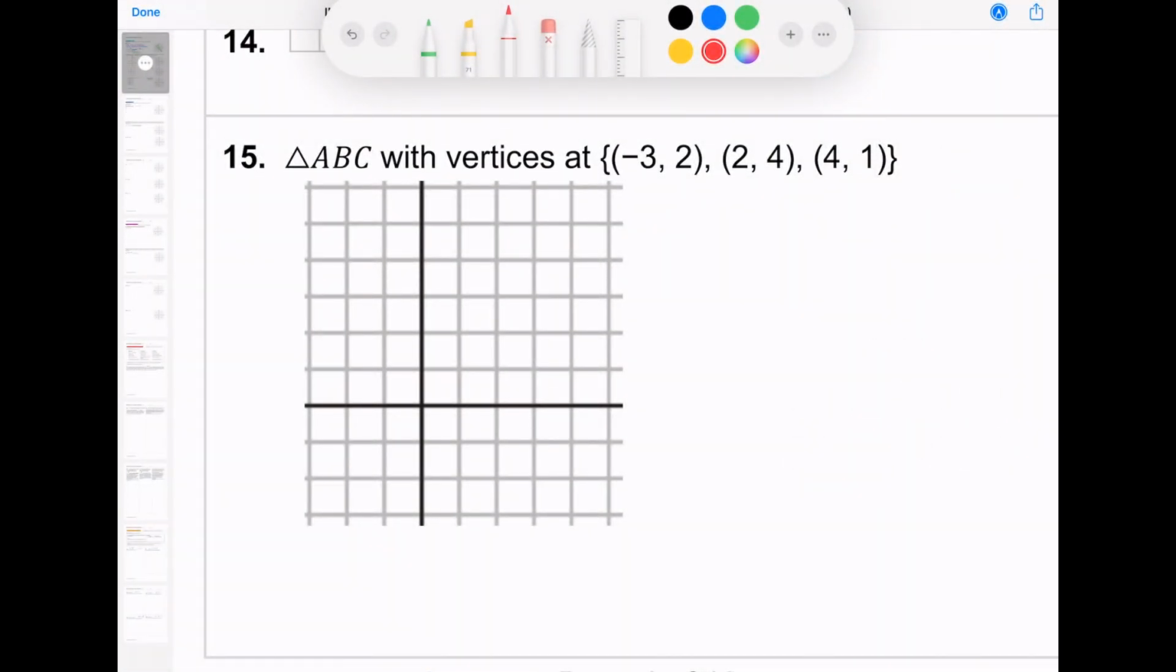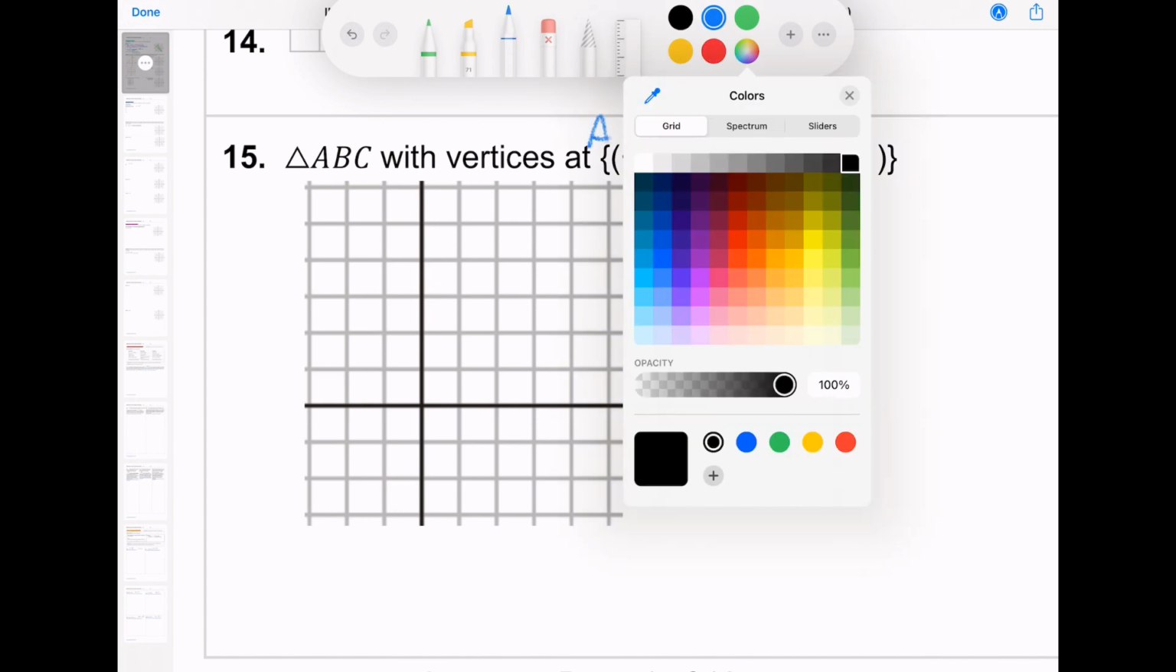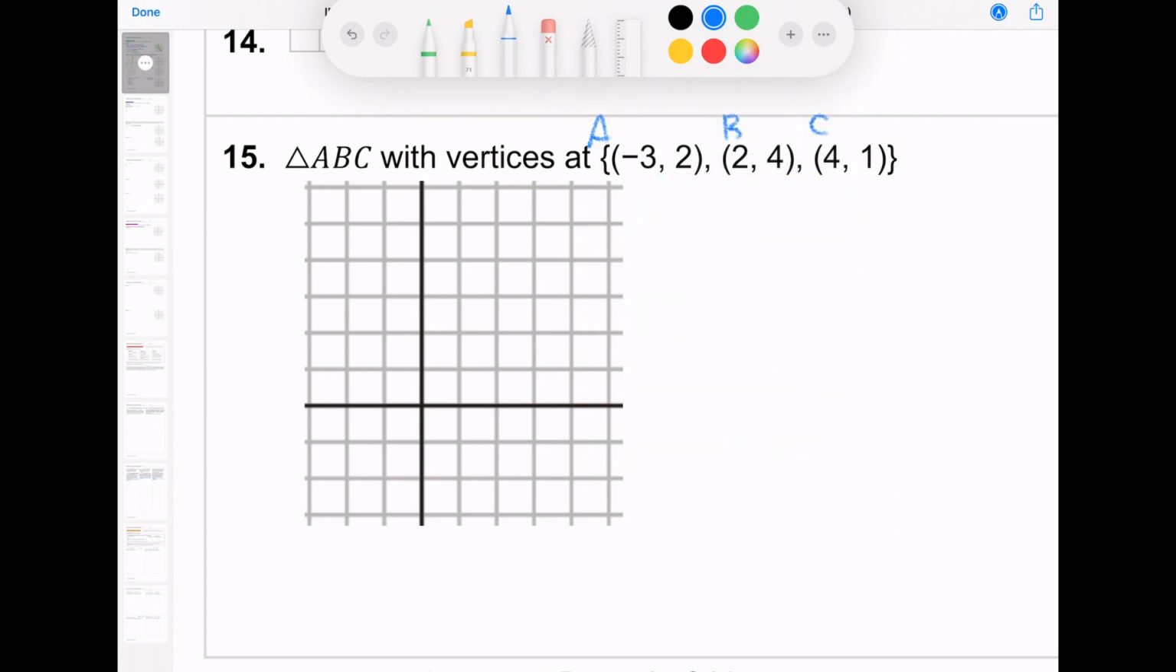All right, number 15, triangle ABC. Let's graph those really quickly. Left 3, up 2. There's A. B, 2, 4, right 2, up 4. And C, right 4, up 1. Looks like it's a scalene.